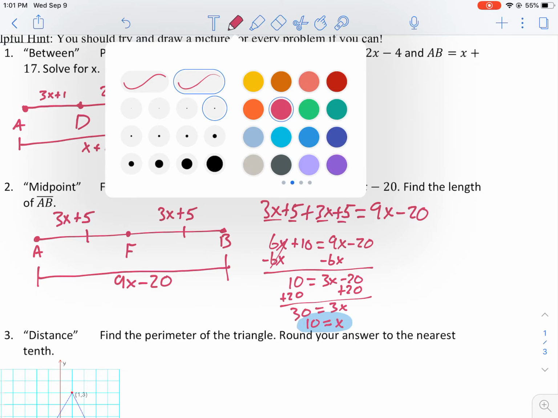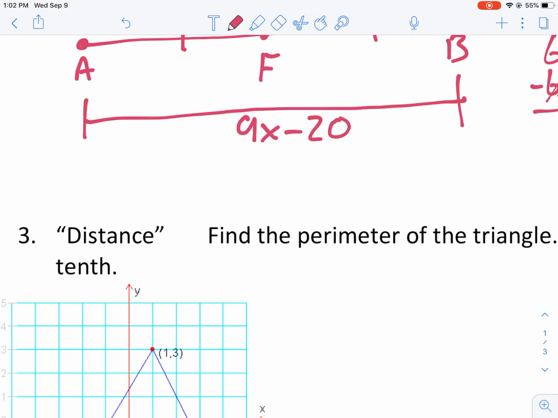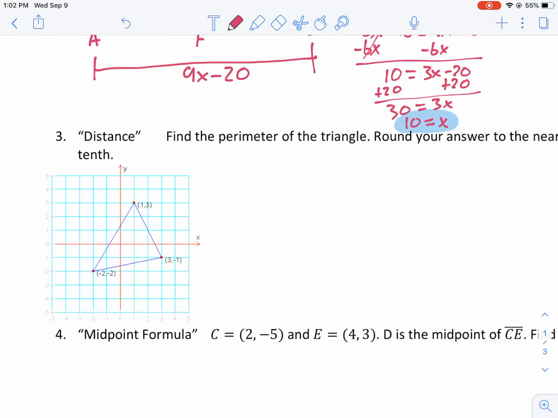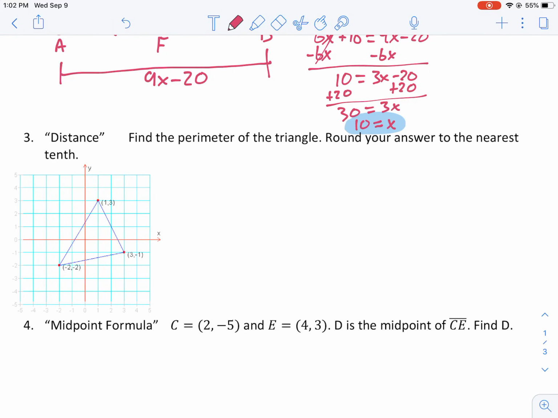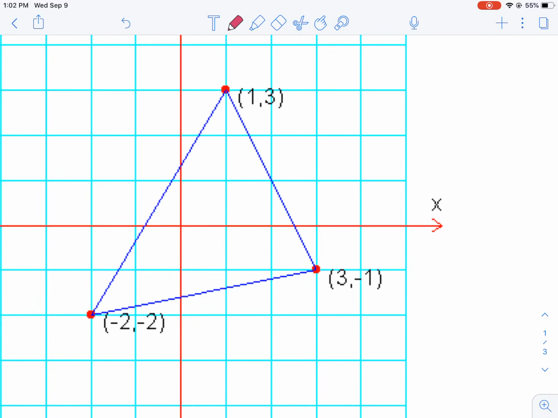The next problem that we're going to talk about is distance. All right. Distance. How do you find length? This could be length or distance. All right. Find the perimeter of the triangle. Round your answer to the nearest tenth. Oh no, we have to find the perimeter of the triangle. So when you want to find the perimeter, right, that means you're adding together all the side lengths.